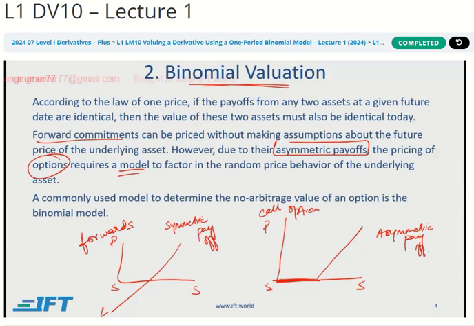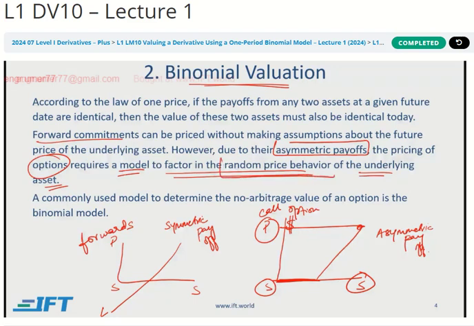Because options have asymmetric payoffs, we need some kind of model to factor in the random price behavior of the underlying asset, because the option will only be exercised if the spot price is going up, and then we will have this profit. But if it goes down, we're not going to exercise the option and there will be no profit, but also no loss. So it depends on the behavior of the price of the underlying asset, and that behavior is random. So we need a model to capture this random behavior. And one of the commonly used models is the binomial model.